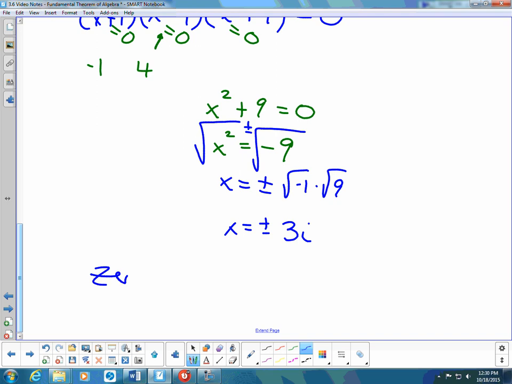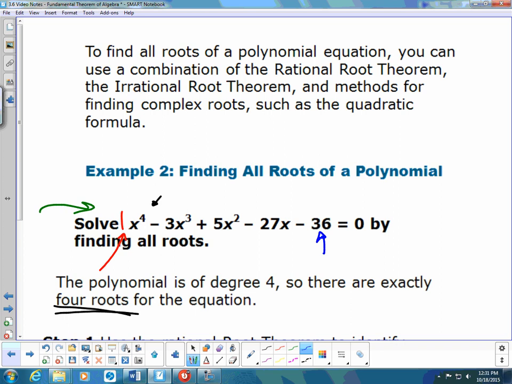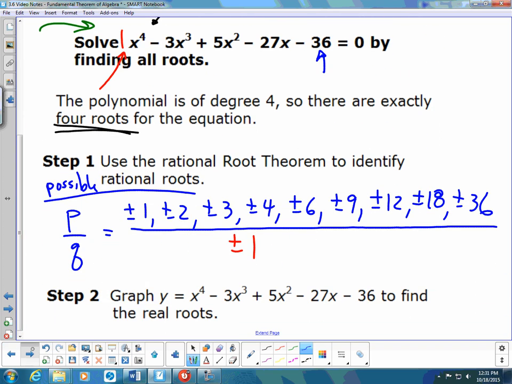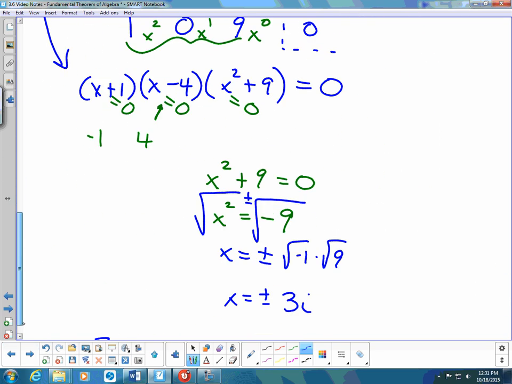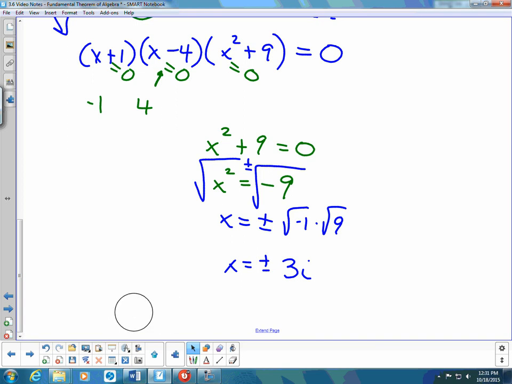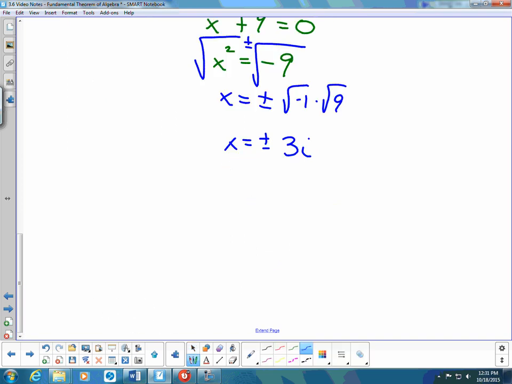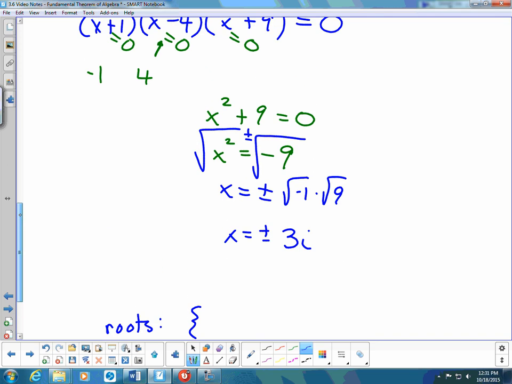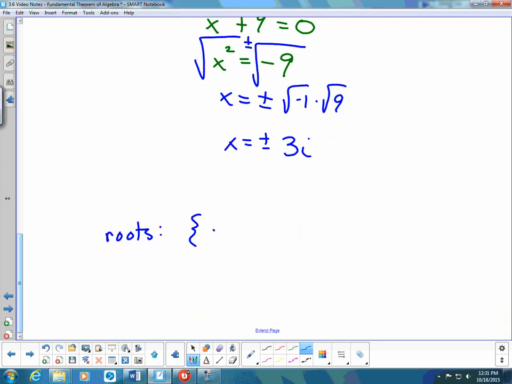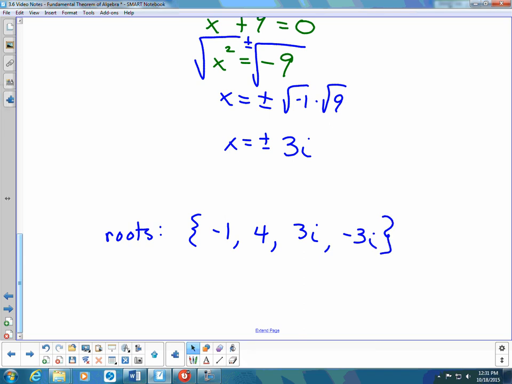So if we were going to list all of our zeros for this, was it asking for solutions or zeros in this problem? It just said solve. Find the roots. Oh, it just said solve. All right, so if we were going to list all of our roots for this equation, roots would be the solutions to an equation. Zeros would be the numbers that make a function equal to 0. So the roots for this equation, there should be 4 of them, and they are all the ones that we've listed so far. So -1, +4, 3i, and -3i. And again, remember, this came from a degree 4 polynomial equation, so there has to be 4 roots.